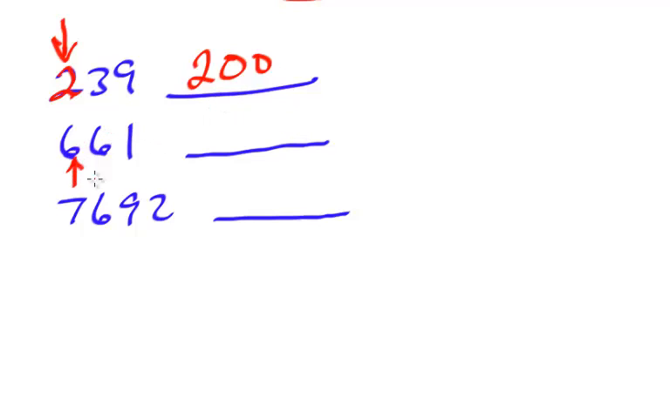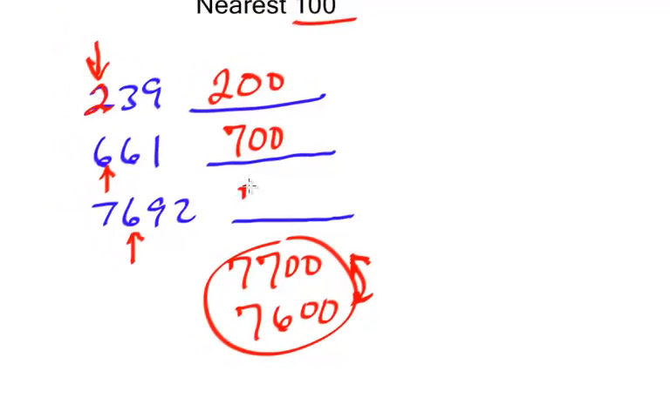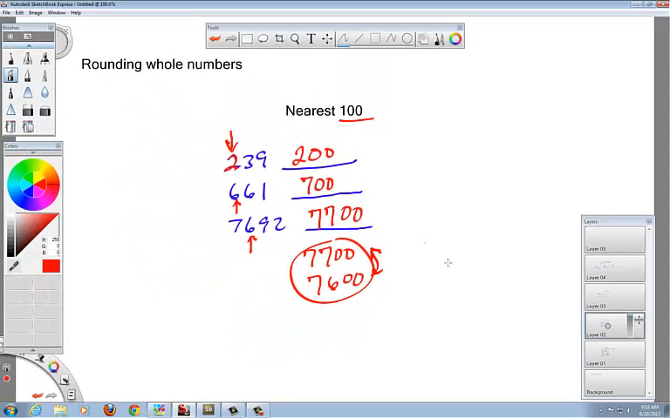6, this is in your hundreds place, so this is either going to be 600 or 700, and it's going to be 700. Nearest 100 is the 6 again, so your two choices here are either 7,700 or 7,600. There's always only two choices when you round. There's not an infinite amount of choices. There are two. And, of course, this is going to be 7,700.